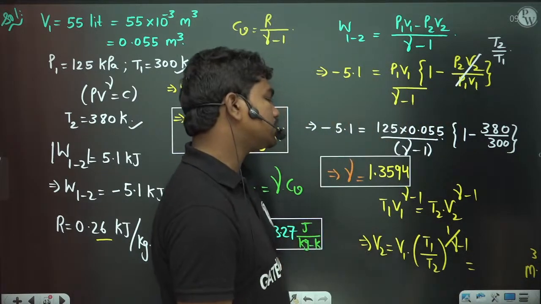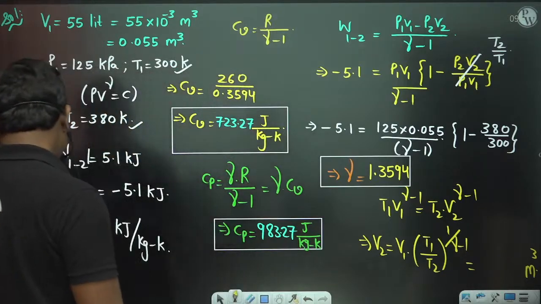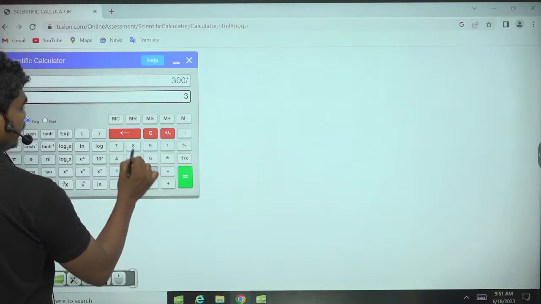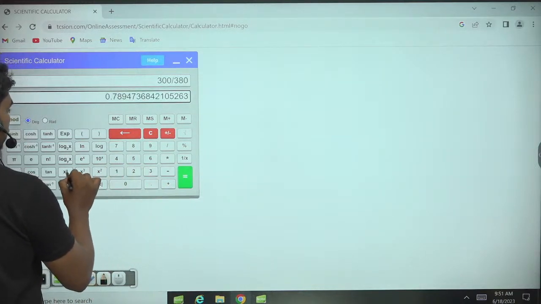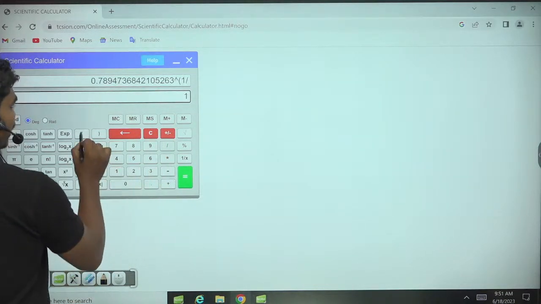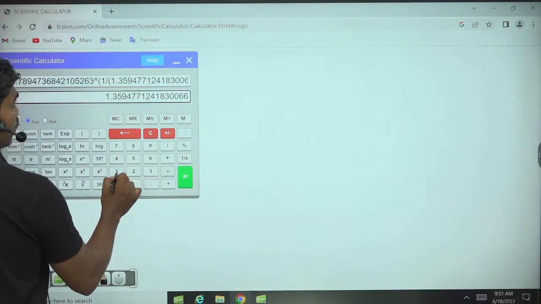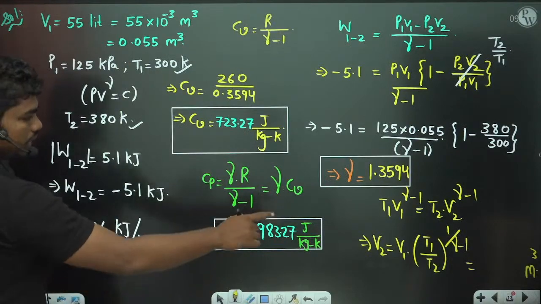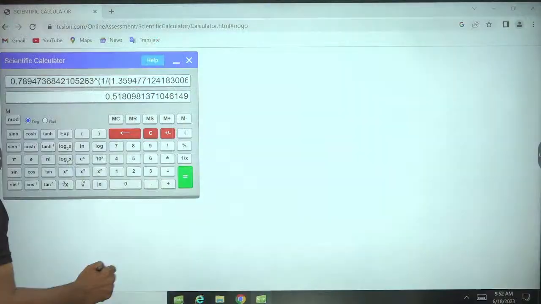So how do you calculate this? T1 by T2, T1 by T2 whole power 1 by gamma minus 1. So we collect minus 1 here. If you simplify, 0.518 multiplied with V1. So V1 is 0.055.